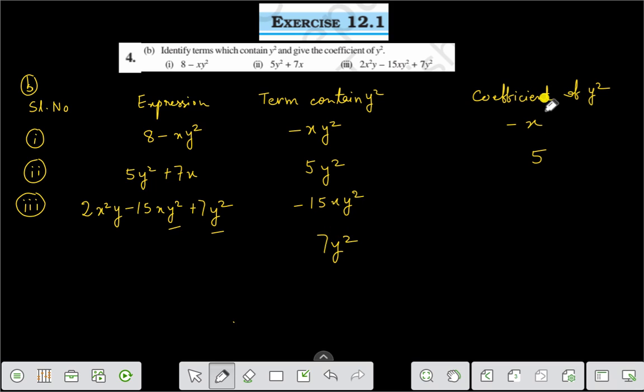Therefore, the numerical coefficient of y square is minus 15x, because minus 15x is multiplied with this y square. So it will be minus 15x. And here you see the y square is multiplied with 7 only. Therefore, the coefficient of y square is 7. Right?